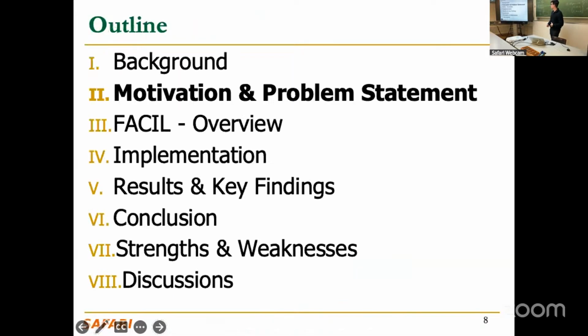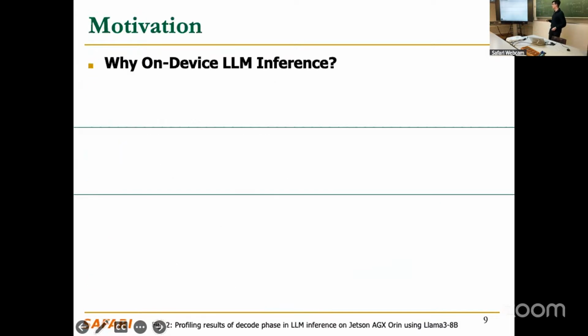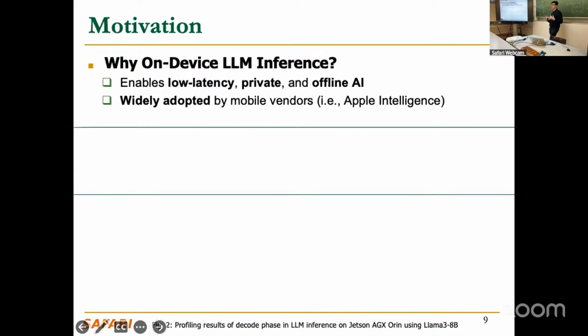Okay. Next, I want to discuss what motivated the authors to work on this problem and what research question they tackle. Basically, on-device LLM inference is a crucial task in modern computing for at least 3 reasons. The first one is the benefits it may bring to the table. It can enable low-latency, private, and offline AI. It is also already adopted by mobile vendors. For example, Apple Intelligence already runs on our iPhones, and some modern LLMs like Llama from Meta are now running on SoCs as well.